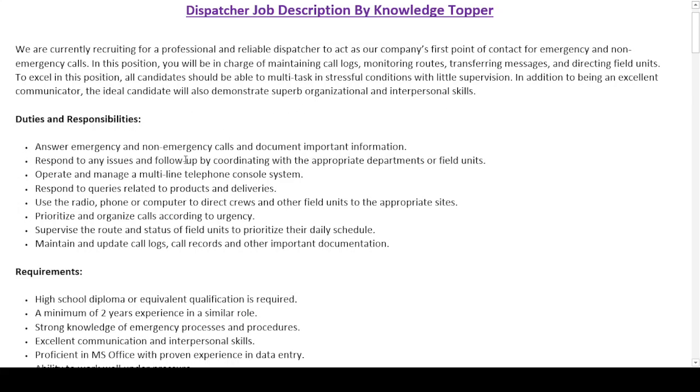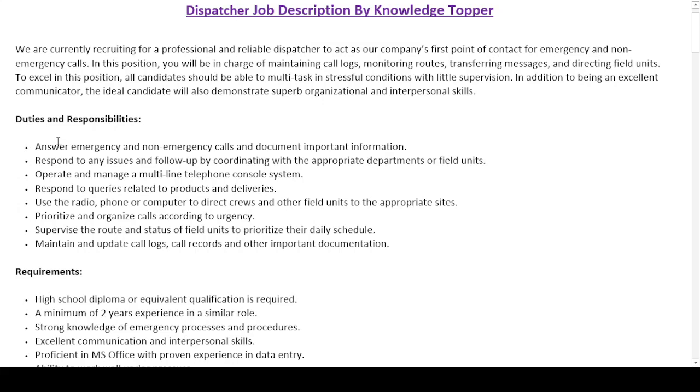After the job summary section, we have the detailed duties and responsibilities section that provides more duties and responsibilities that must match the skills of a potential candidate. One more important thing: all these duties and responsibilities are important, and generally these are part of every job description of a dispatcher. But because a lot of companies have different requirements, they can include or exclude duties and responsibilities as per their own requirements. Let me read all these duties and responsibilities for you.